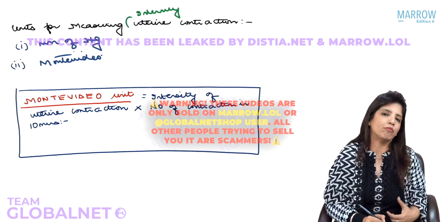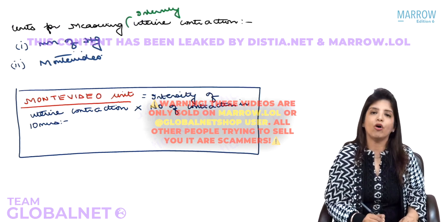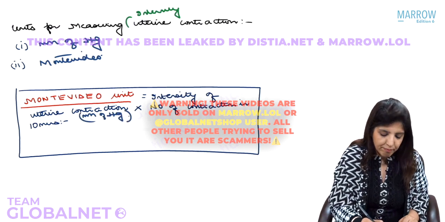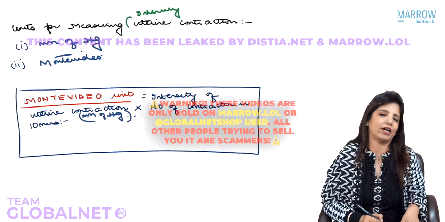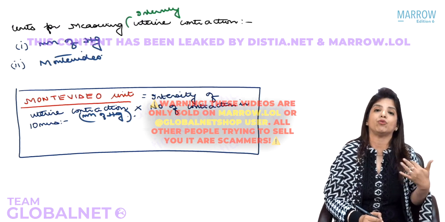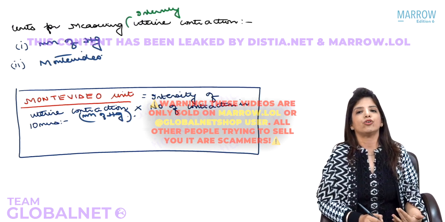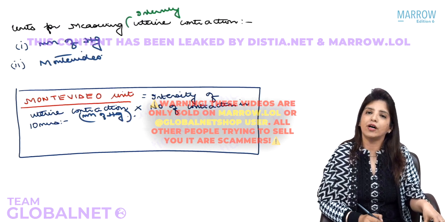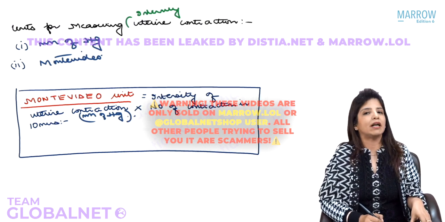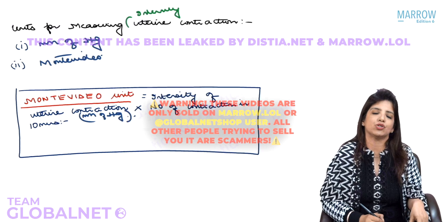Now, what is a Montevideo unit? Montevideo unit is the intensity of uterine contractions in millimeters of mercury multiplied by the number of contractions which are happening in 10 minutes, right? So I'm repeating this for you and then I'll give you an example so that you understand. So I am saying that Montevideo unit is the number of uterine contractions which are happening in 10 minutes. This has to be multiplied by the intensity of the uterine contractions in millimeters of mercury.